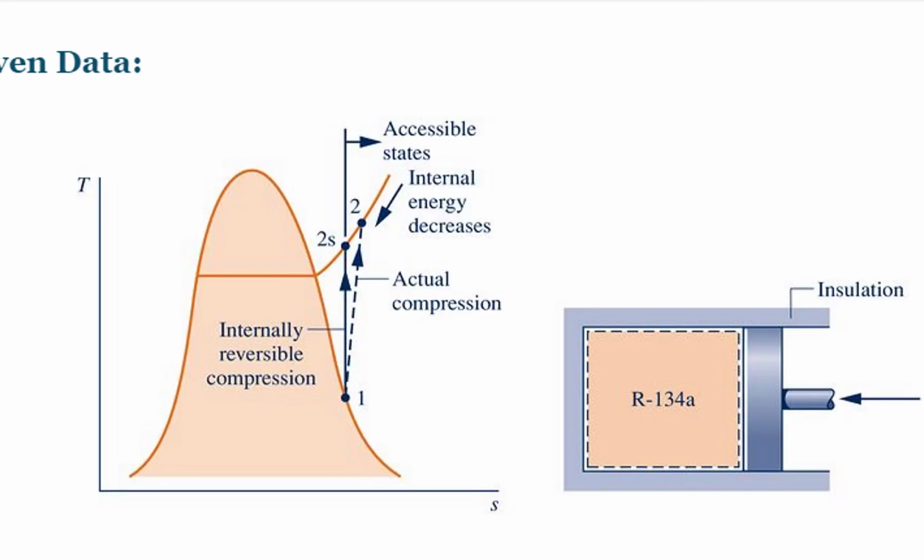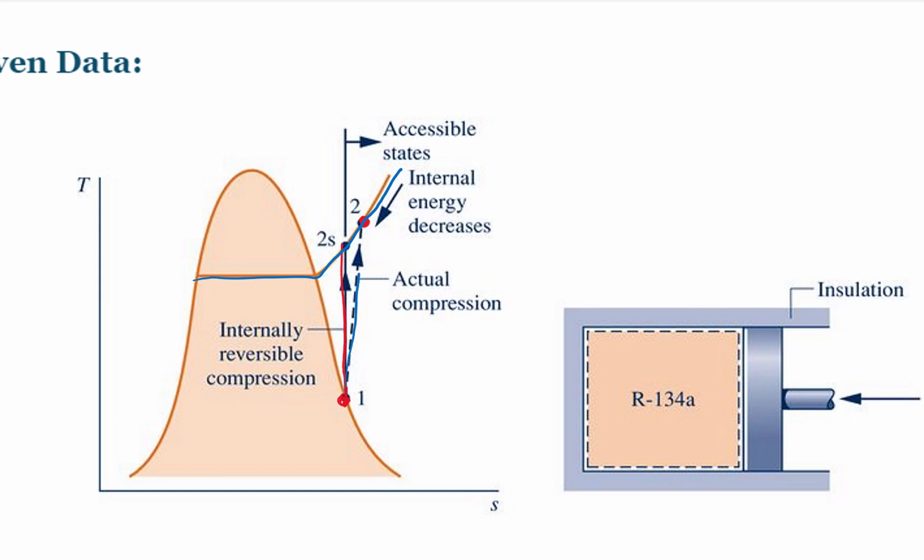We can sketch the process on a temperature entropy diagram. State 1 is at saturated vapor phase. The isentropic process is represented as a vertical line. This is the isentropic process. This is a constant pressure line. The actual process will end up somewhere on the same pressure line, but with a higher entropy due to the irreversibilities.